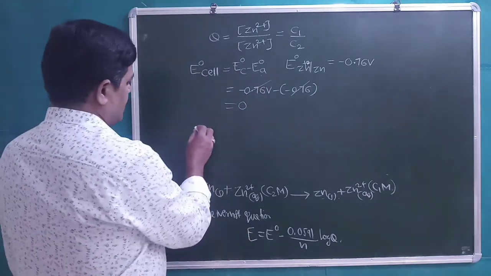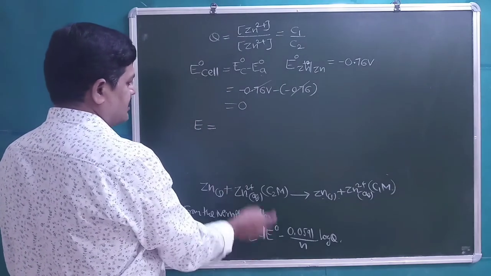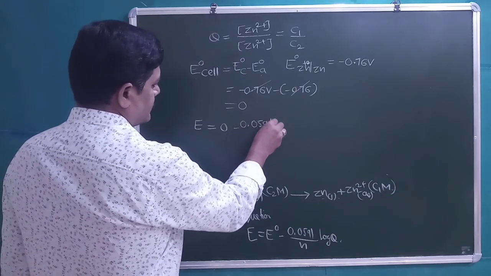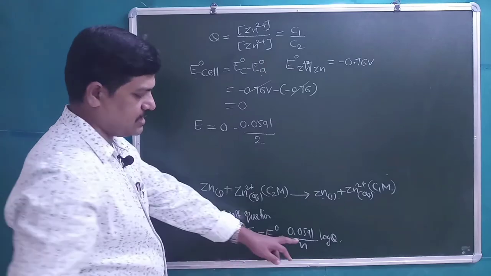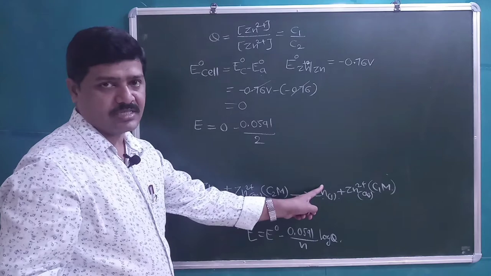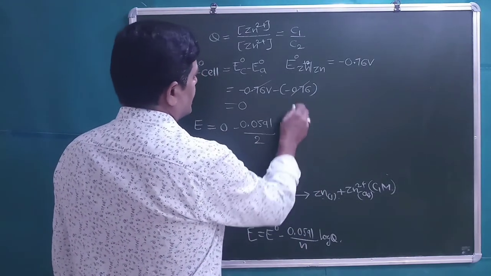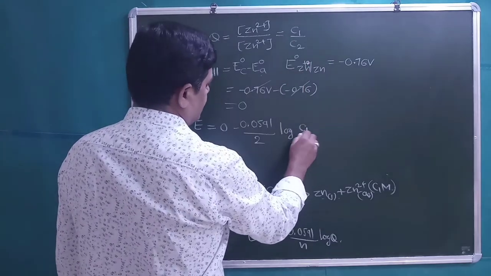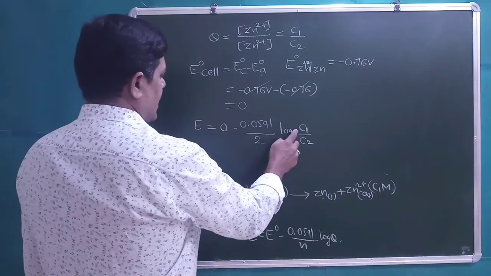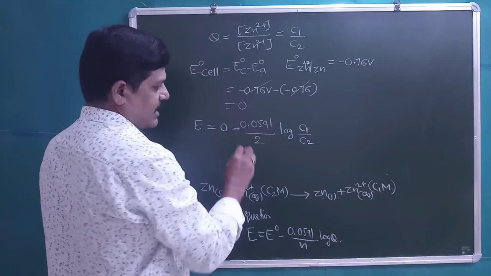So let us substitute the values in this E cell. E is equal to E naught cell, which is 0, minus 0.0591. 2 moles of electrons are transferred in this reaction. Zn is converting into Zn2 plus, Zn2 plus is converting into Zn. 2 moles of electrons, n is equal to 2. So log Q, we can write it as C1 by C2. Students, this log value should be negative because here we already have a negative sign, right?